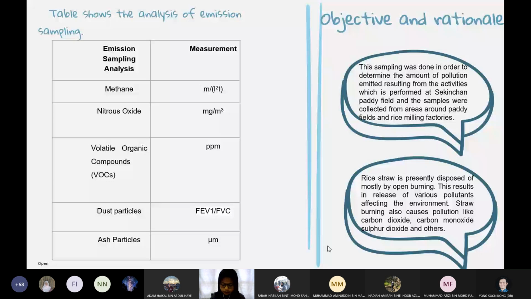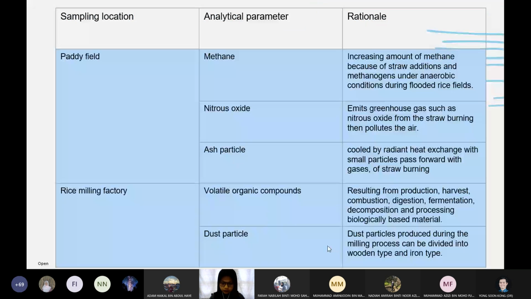Rice straw is presently disposed of mostly by open burning. This results in the release of various pollutants affecting the environment. Straw burning also causes pollution. From this table, we can see the parameter and its rationale based on the location. For example, methane can be obtained at the paddy field as a result of straw addition.